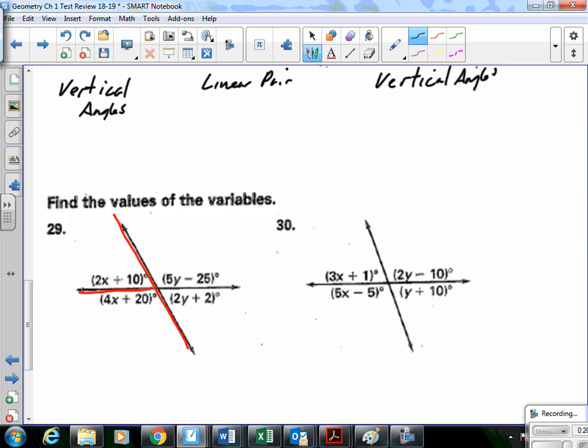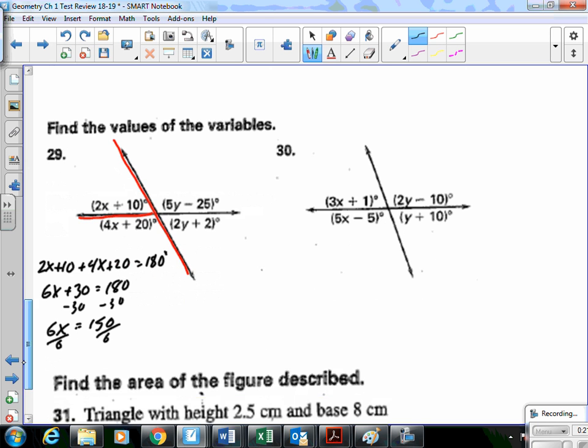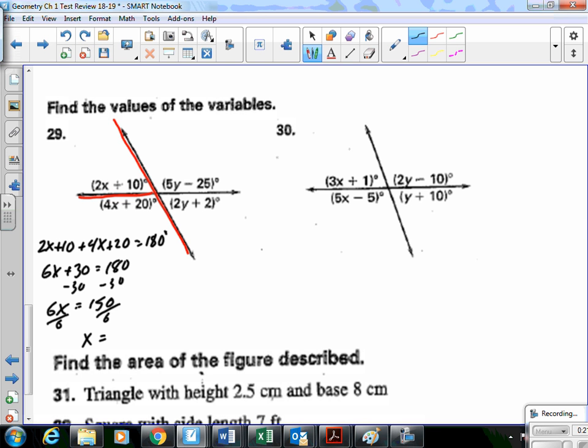So to solve for x, we simply say 2x plus 10 plus 4x plus 20 equals 180 degrees. The two angles added together equal 180. So now solve for x. 2x and 4x is 6x. 10 plus 20 plus 30 equals 180. Then subtract 30. 6x equals 150. And divide by 6. X is going to equal 25.